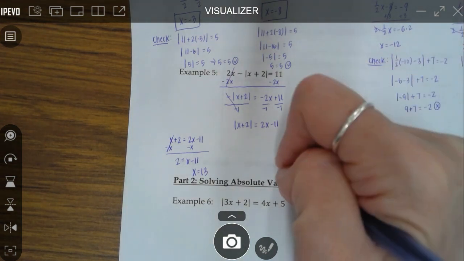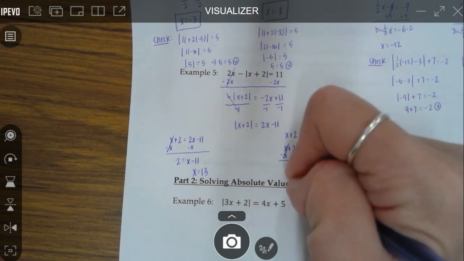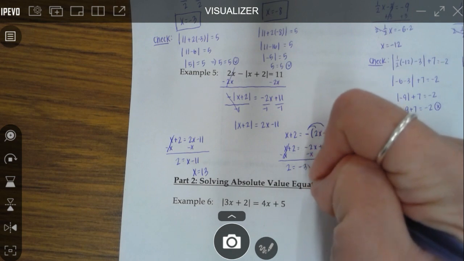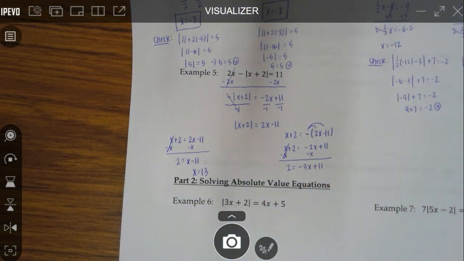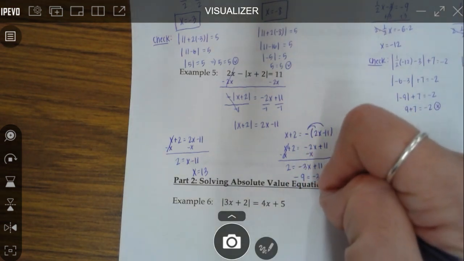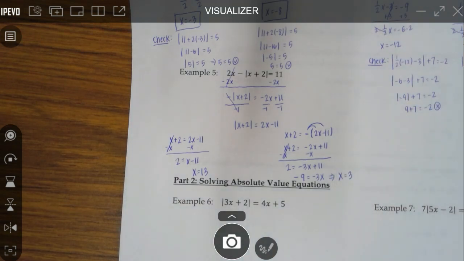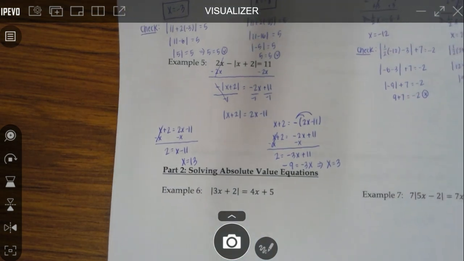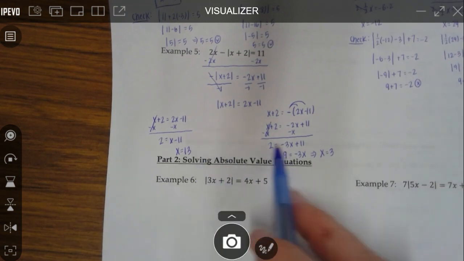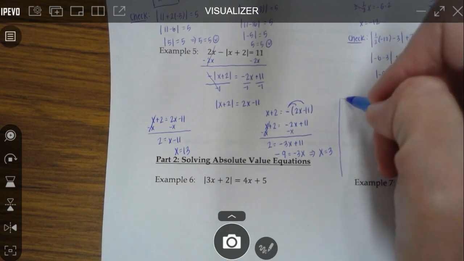And then I will, again, collect all my x's on one side, subtract an x. That's going to give me 2 equals negative 3x plus 11. If I subtract 11 here, that's going to give me negative 9 is equal to negative 3x. Divide by negative 3, I get an x value of 3. So then, again, I'm not done yet because I need to also check these. I'll do my check over here on the side.